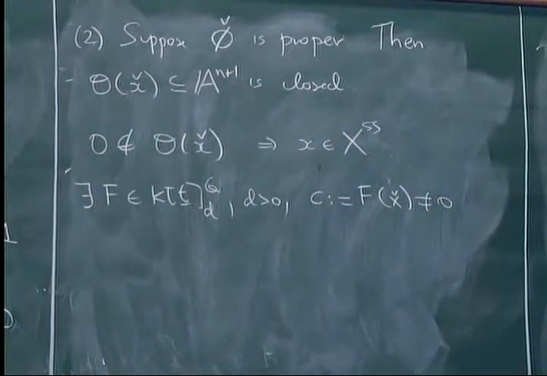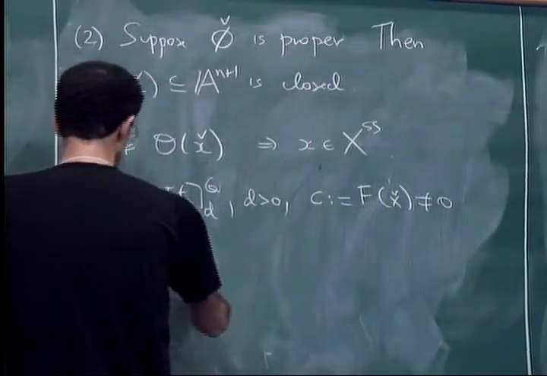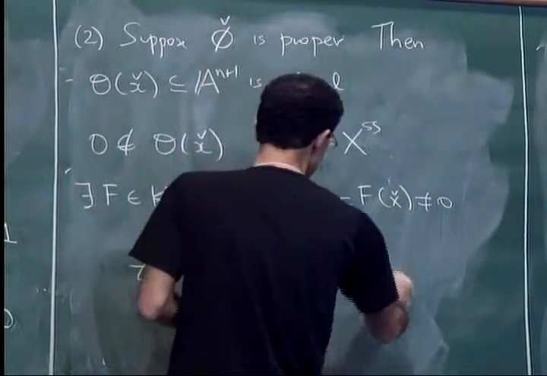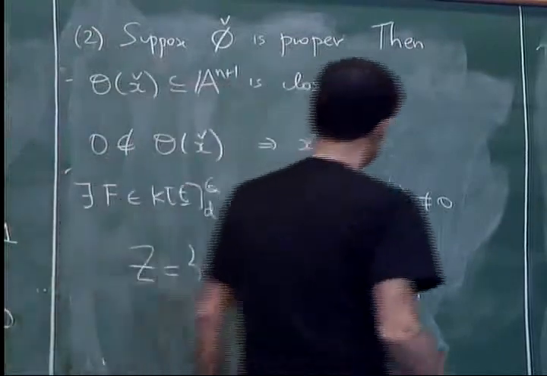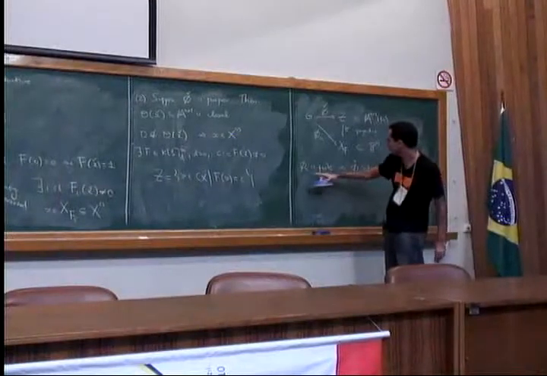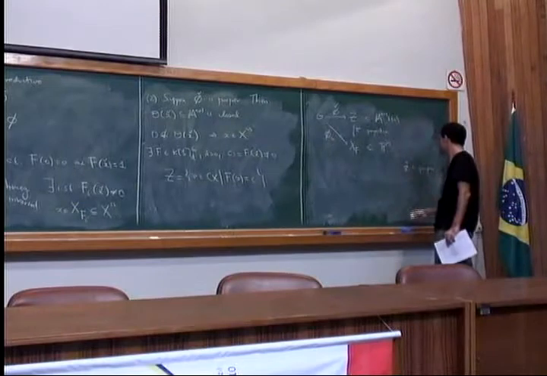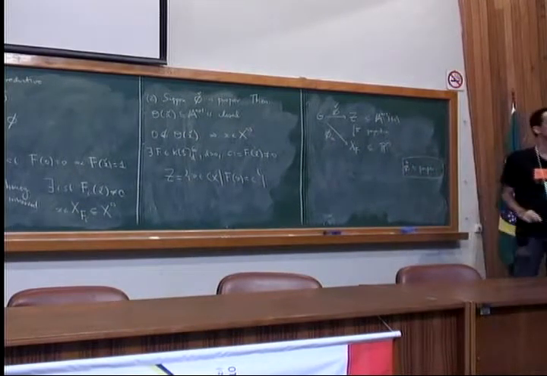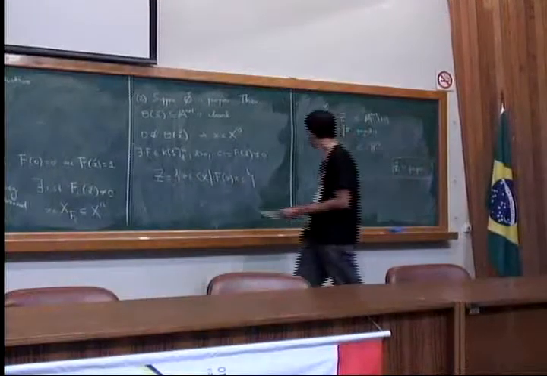Okay? And then we do the same thing as before, right? We define Z, let me recall, the set of points in the cone such that f of z is c, right? And we have this diagram there, the same diagram, right? Except that now we don't have this. What we have is this, by assumption. Okay? So you're getting the same diagram again.